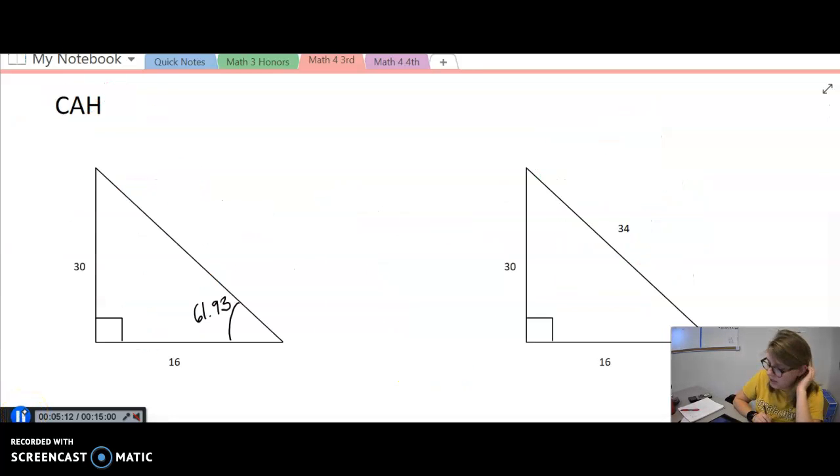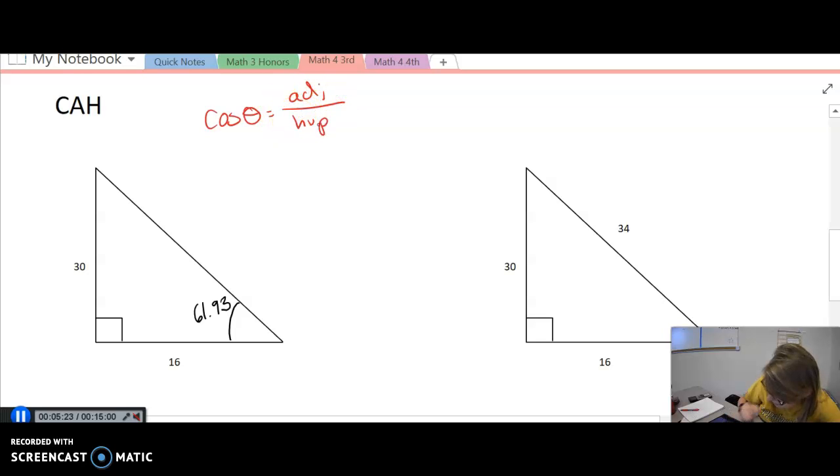So now we have CAH. So we have to say cosine of theta is equal to the adjacent over hypotenuse. And again, I get that from our abbreviation, cosine, adjacent, and hypotenuse. So let's move on to our example.